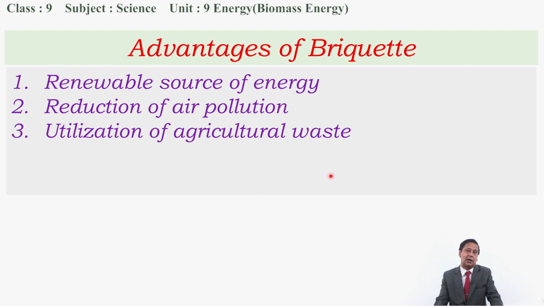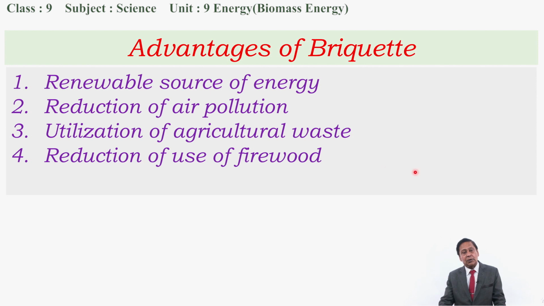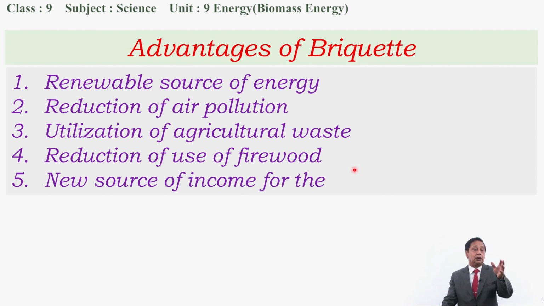Another is utilization of agricultural waste. Agricultural waste can be utilized very nicely in making briquette. Otherwise, waste is waste, which we cannot use again. Another, reduction of use of firewood. If we use firewood in less amount, then certainly deforestation doesn't occur. If we use firewood a lot, then a lot of firewood will be consumed and deforestation takes place. That's why briquette reduces the use of firewood. Also, a new source of income for the farmer. If we make a huge amount of briquette, it can be supplied to the city area also, and we can get heat energy for different purposes in the city area.